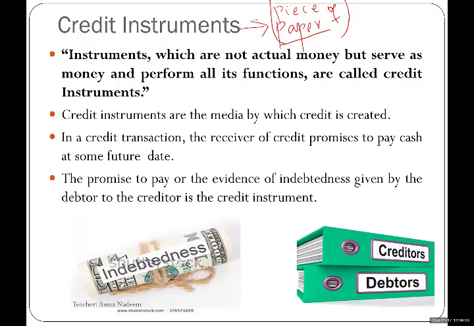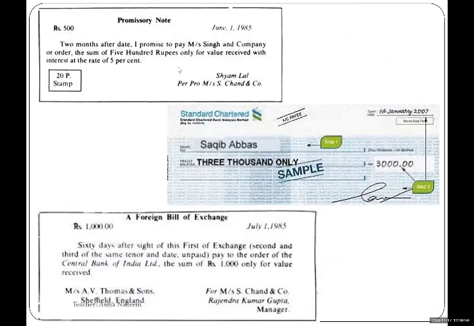I have given you a credit instrument. You are the seller, I am the buyer, and I am in indebtedness to you because I have given you a credit instrument. So it is a promise, it is a proof, it is the evidence of indebtedness given by the debtor to the creditor. So the seller is the creditor and the buyer is the debtor. When the buyer gives the credit instrument to a creditor, it is the proof that the buyer has to make the payment. Okay, so these are the credit instruments.